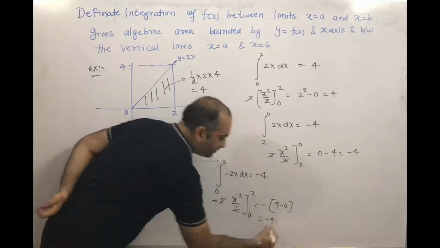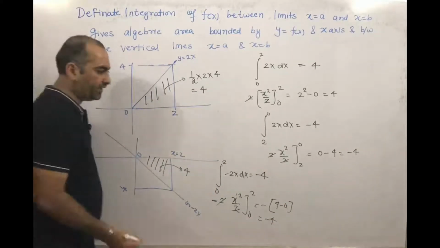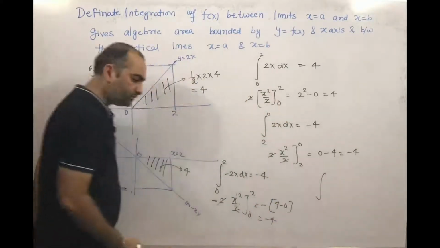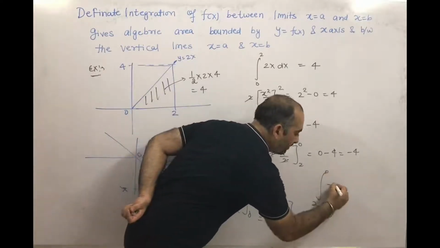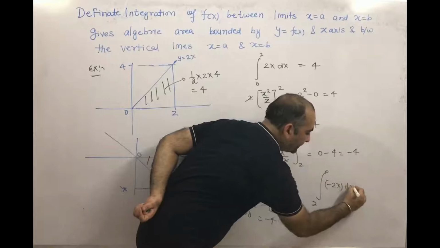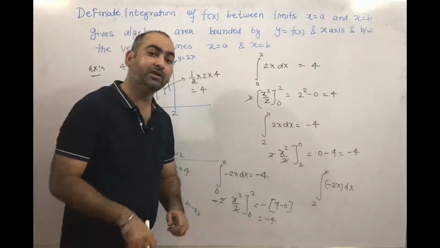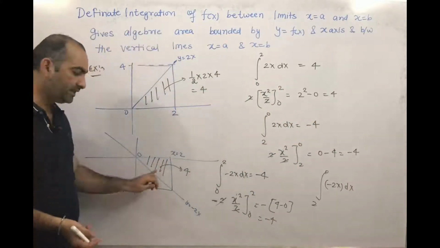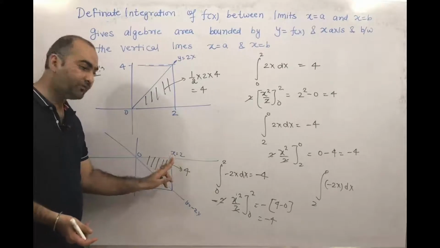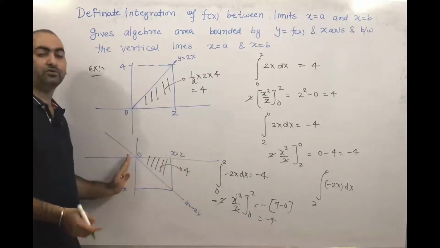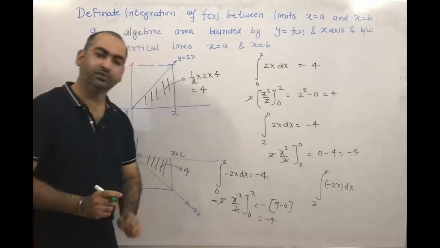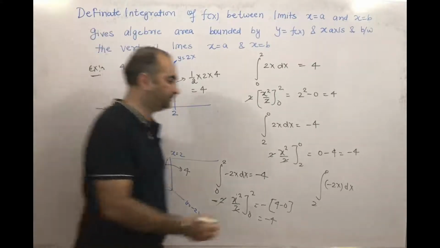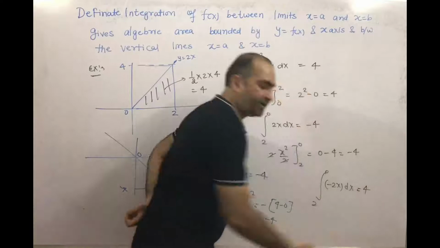So minus 4. But if I change the limit here, integration 2 to 0 of minus 2x dx, this integration will come plus 4, because the area is negative, but we are taking the limit from right to left. So one more minus will come, and minus and minus will cancel. It will come positive, so the answer will be 4.